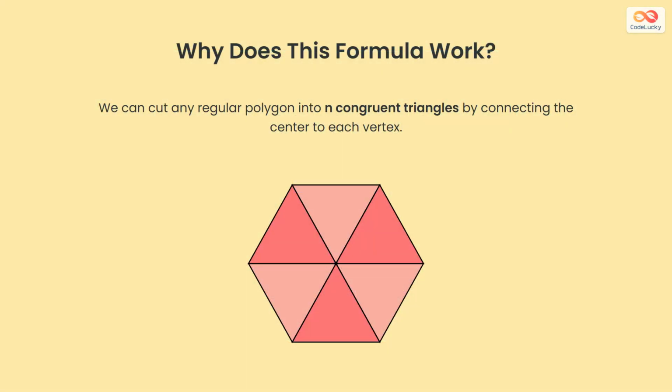We can understand this formula by breaking the polygon into pieces. By connecting the center to each vertex, we divide the polygon into n identical triangles. In this hexagon, we have 6 congruent triangles.